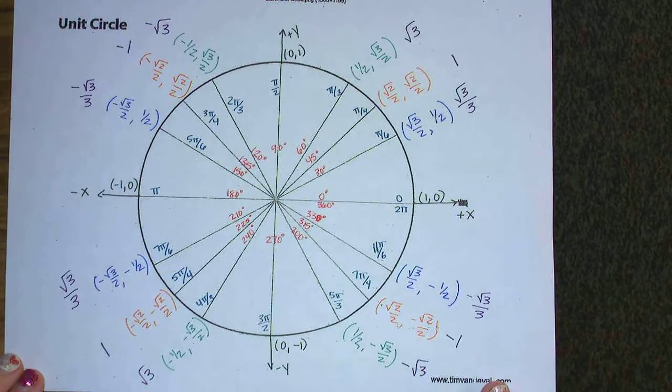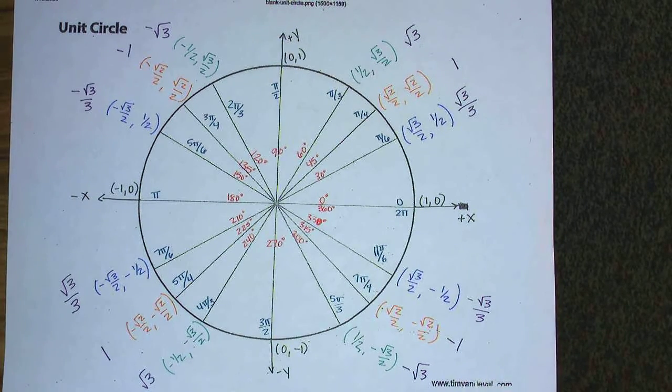Okay, so everything you see on here right now, you would have to have for the 50-point unit circle quiz that is on either the 9th or the 10th. I can't remember.